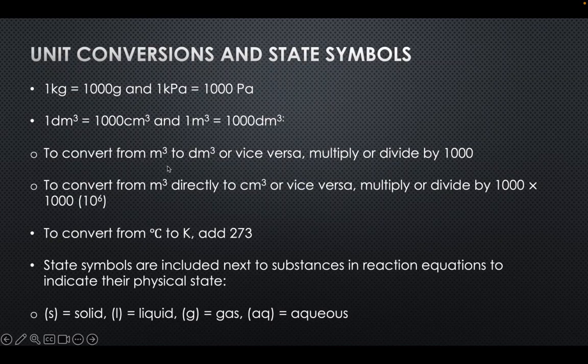Up here, if I wanted to convert from meters cubed to decimeters cubed, I could times by 10 to the 3, because 1,000 is also the same as 10 to the 3. If I wanted to convert from dm cubed back to meters cubed, I would multiply by 10 to the minus 3. So now for units of temperature. To convert from degrees Celsius to Kelvin, you have to add the number 273. So you just have to memorize that.